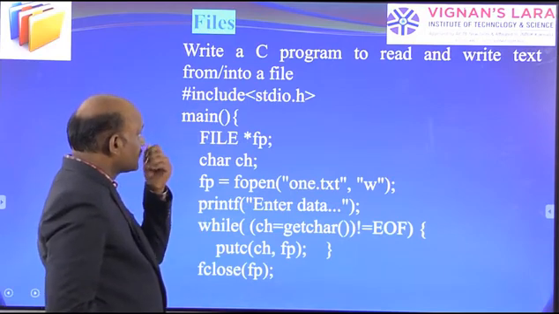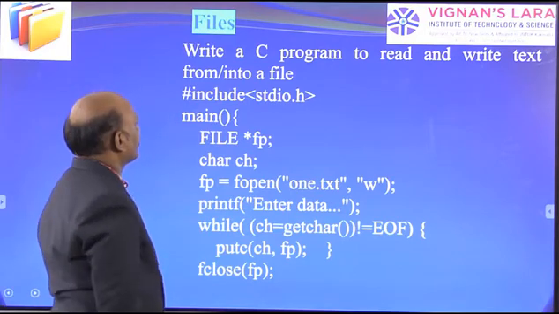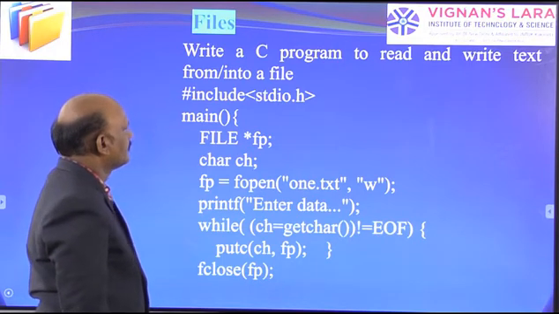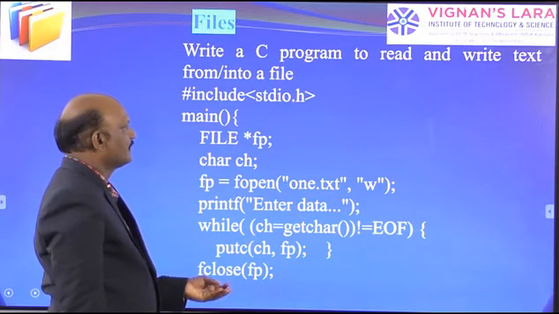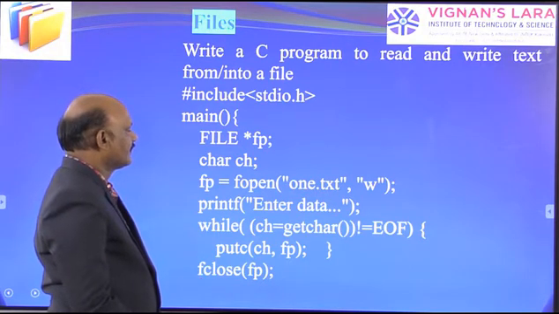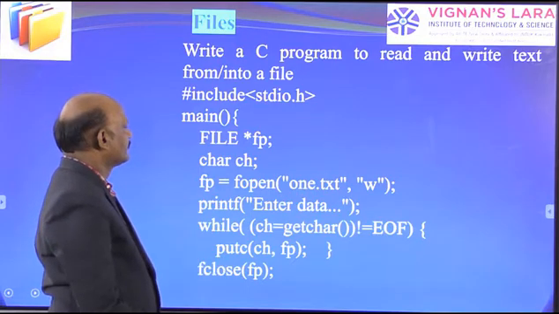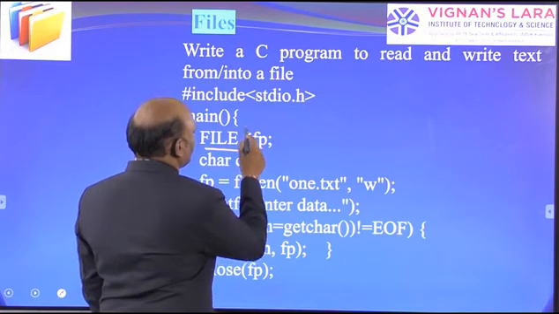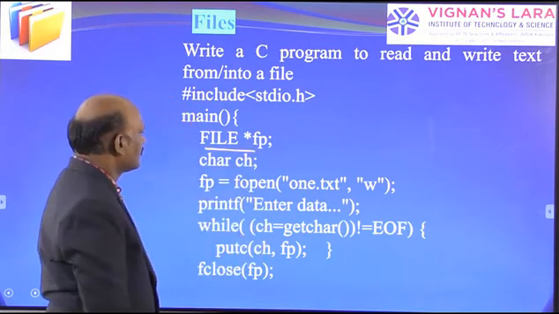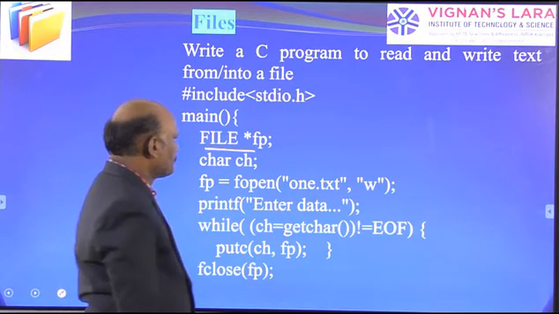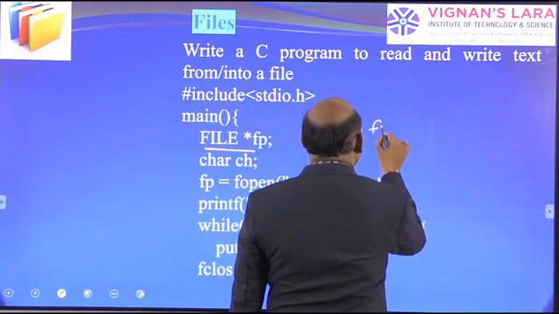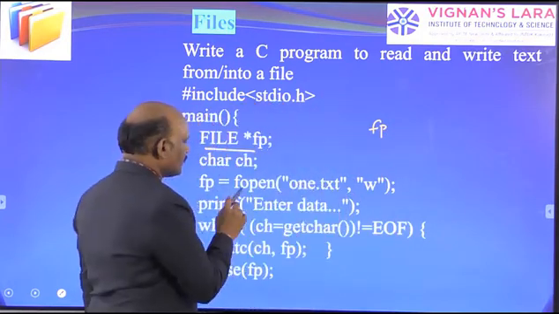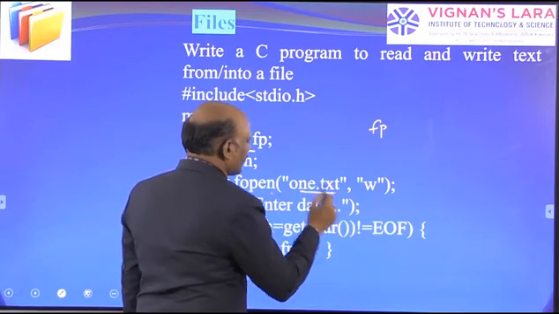See here, write a C program to read and write text from or into a file. First, we have to write the text into the file, right? After that, we can read the text from the file. For that, we need a file pointer. FILE is the data type, and its pointer is *fp. Here fp is the file pointer. Now fp equal to fopen of one.txt.